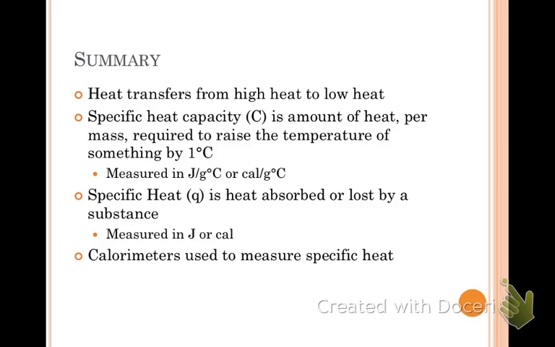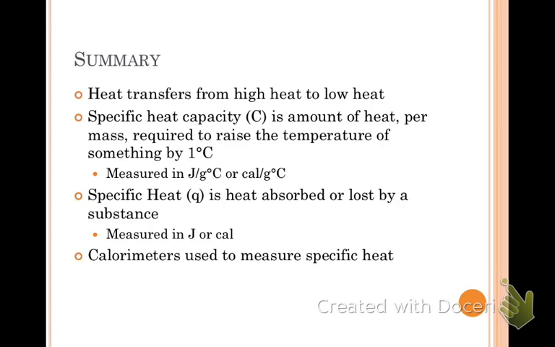Okay, darlings? So here's a quick summary. The heat transfers from a high amount of heat to a lower amount of heat. It's kind of like diffusion back in bio. Specific heat capacity is C. It's the amount of heat per mass required to raise the temperature of something by a degree Celsius. And it's measured in joules per gram degree Celsius or calories per gram degree Celsius. We have heat, which is Q. It's the heat absorbed or lost by something, and that's measured in joules or calories. And calorimeters are used to measure the specific heat of a substance, an unknown substance. And we can usually use that to compare the delta H values as well.